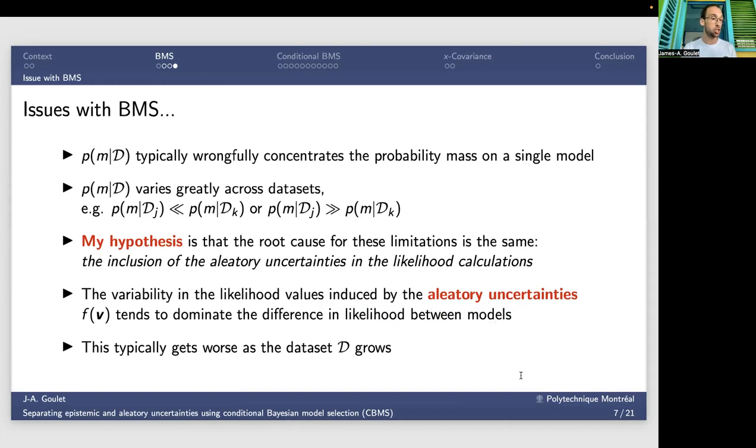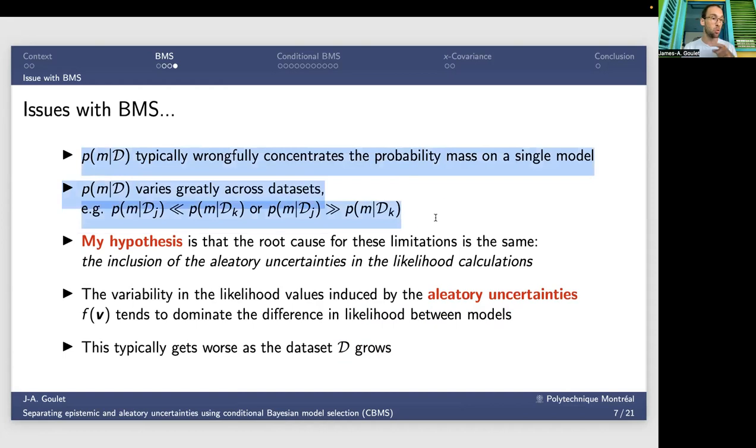And this issue tends to grow as we have more data. The more data we have, the more these issues are exacerbated. The more we see the probability content concentrate on one single model.